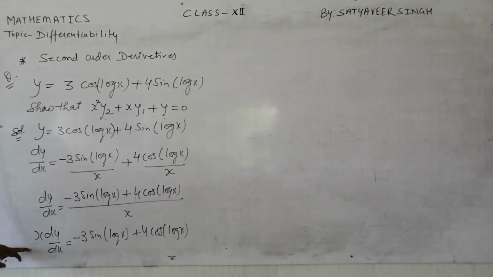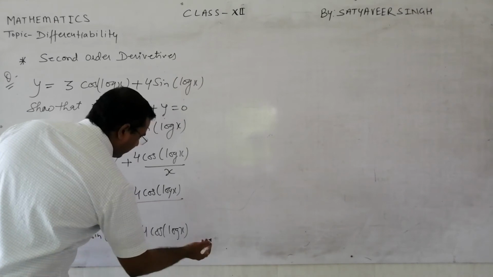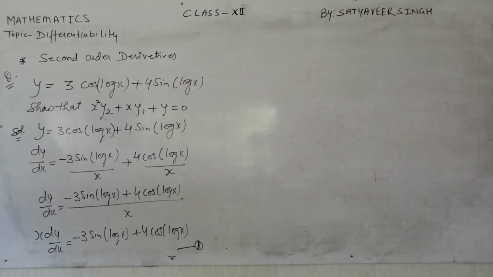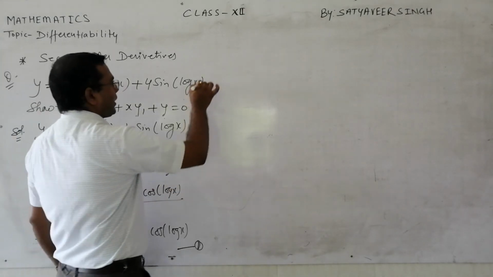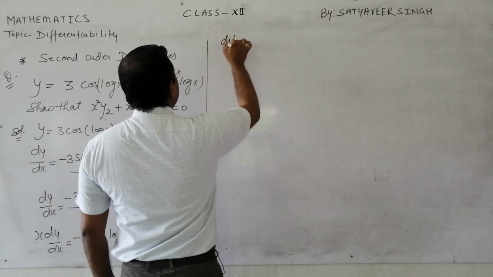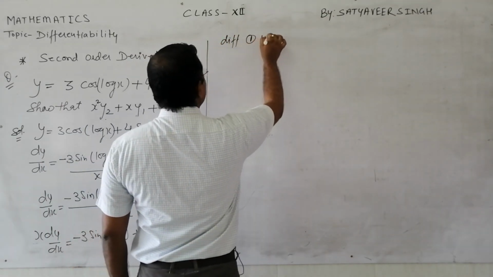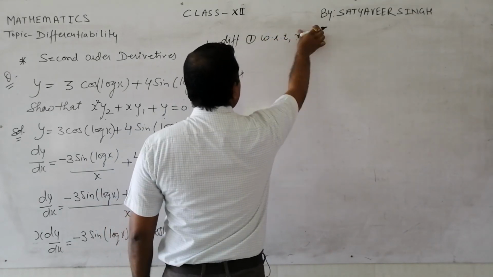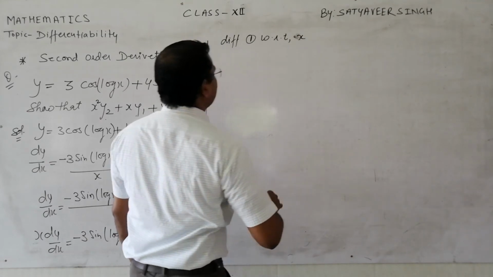See, from here, if you want to give some name to this equation, you can call it 1. And once again, we will differentiate 1 with respect to x. With respect to x we will have to differentiate.